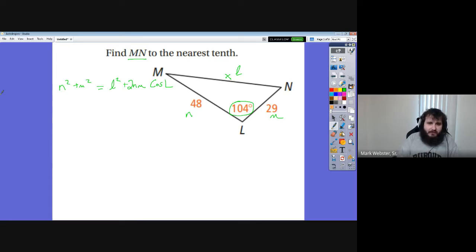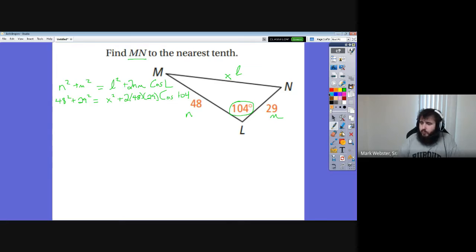So now let's fill everything in. N is 48. M is 29. L is our thing that we're trying to figure out. Now you can leave it as L, or you can put in X or whatever variable you want. I'm pretty interchangeable. It's whatever. 48 and 29 go here. And then the angle L goes in the cosine. And there we go.